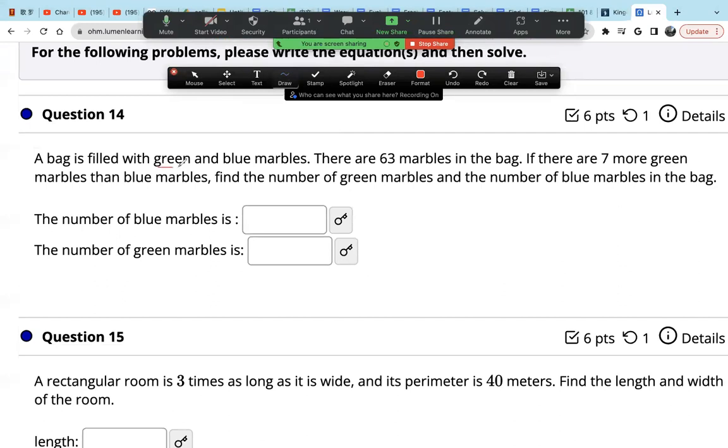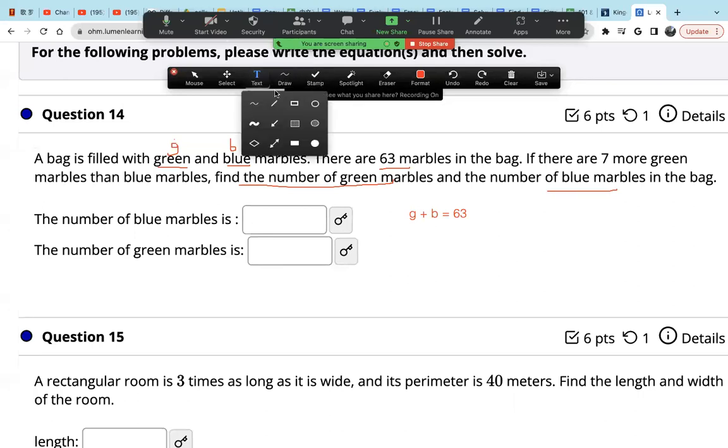A bag is filled with green and blue marbles. There's 63 marbles in the bag. So we want to find the number of green marbles and the number of blue marbles in the bag. So let's call the green marbles G and the blue marbles B. So we have G many green marbles, B many blue marbles. So 63 means G plus B equals 63, right? That's from this: 63 in the bag.